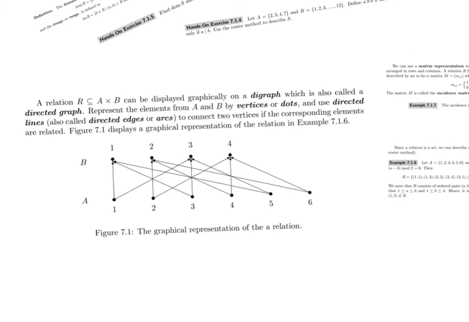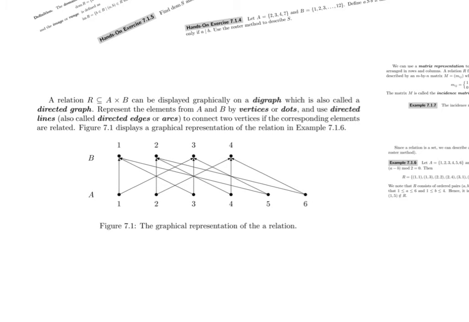Next, we're going to talk about ways to represent relations. There's a couple of useful ways to represent relations. And the one we're going to talk about now is called a digraph, which is short for directed graph. All the elements of A and B are going to be represented by vertices or dots. And we're going to say that a is related to b, when I say a and b, I mean little a and little b, if there's a directed edge from a to b.